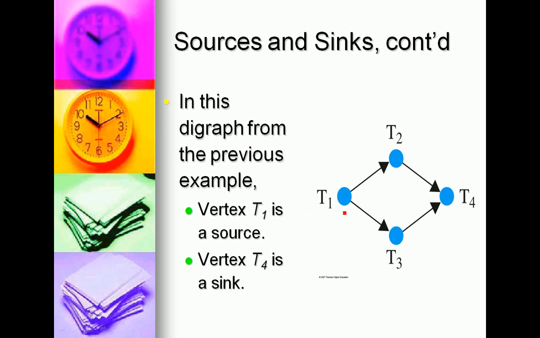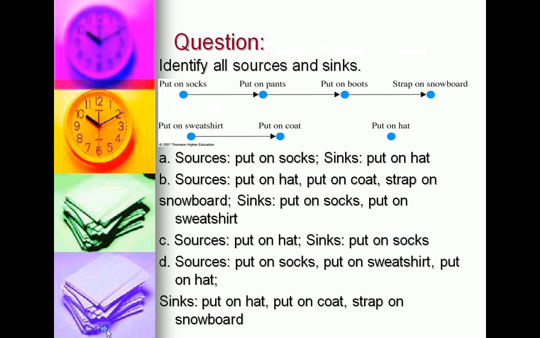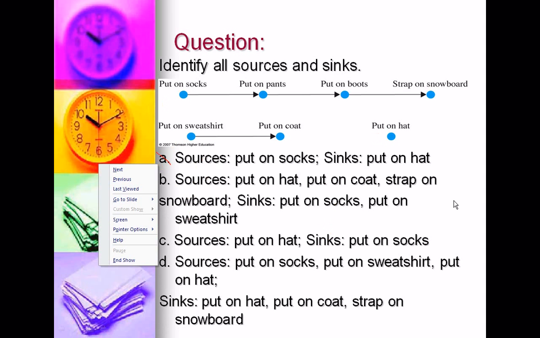So we need to identify all the sources and all the sinks. Well, my sources, put on socks as a source because there's nothing leading into it, put on a sweatshirt as a source, and putting on a hat as a source because there's nothing leading into it. So we have three sources, so that definitely gets rid of A. Putting on a hat, that is a source. Put on a coat, that is not a source. So we know B is not it. C only has one source. D, put on socks, put on sweatshirt, put on hat.